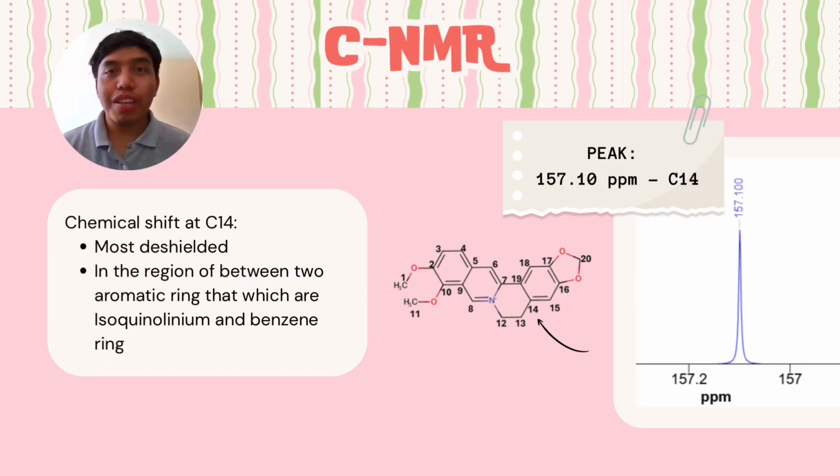Moving to the most downfield region in this spectrum, we can find the peak of carbon 14 at 157.10 ppm. This is the most deshielded carbon, and its specific position between the isoquinolinium and benzene rings generates an electronic pull, shifting its absorption further downfield than any other carbon.